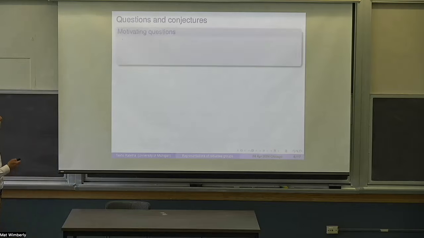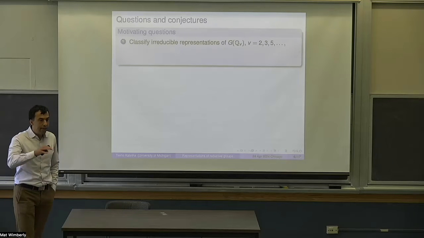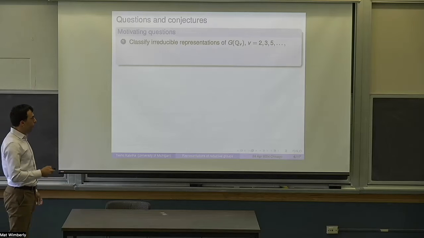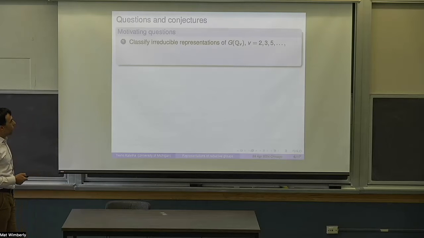The first question is, try to classify all the irreducible representations of such groups. The irreducible representations you can think of as atoms that are going to form together larger representations. And here I'm looking at the p-adic numbers for p equals 2, 3, 5, or any prime number. Or if I take the symbol infinity, I'm thinking of the real numbers. So classify all the irreducible representations of p-adic or real Lie groups.